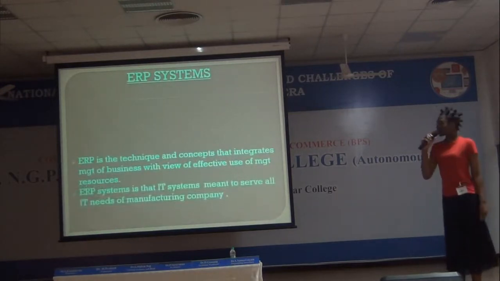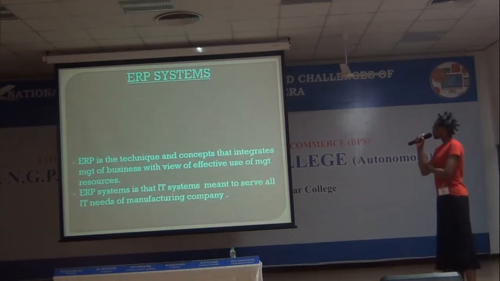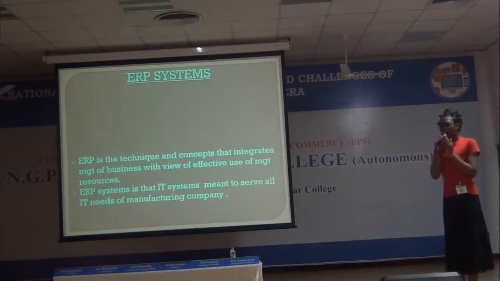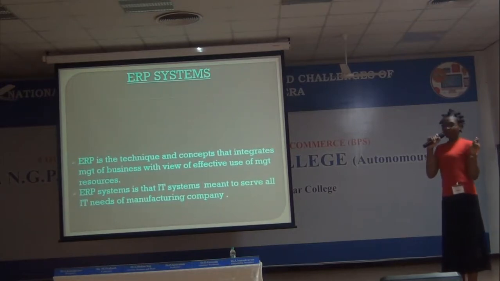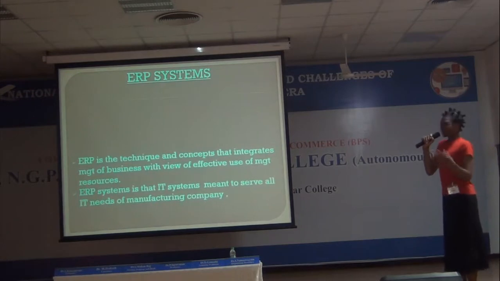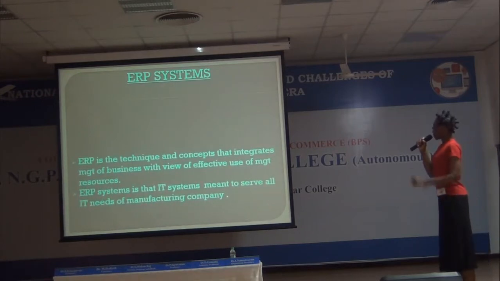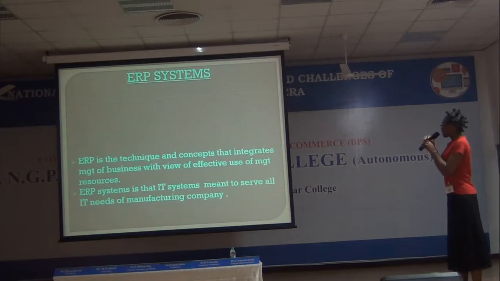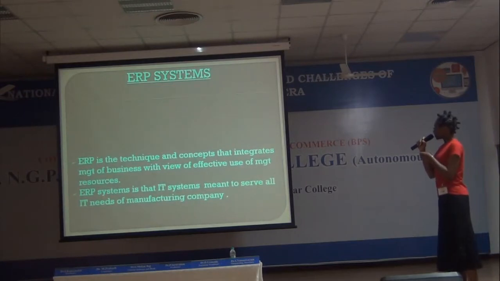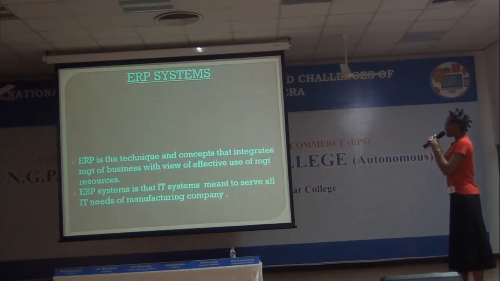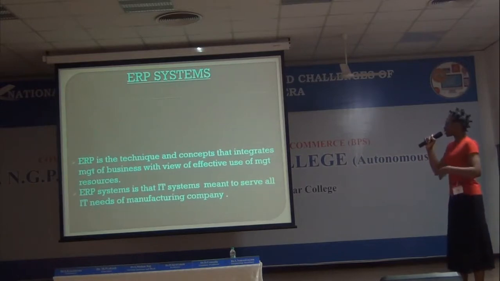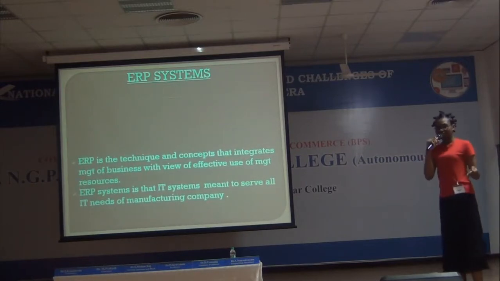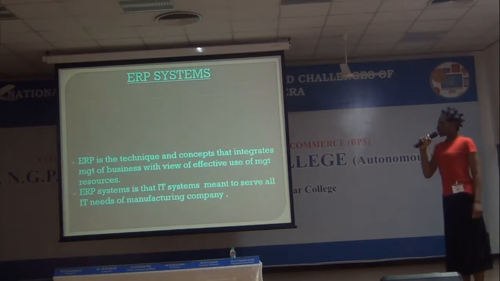ERP, a simple definition, is a technique and concept that integrates management of business with the overview of effective utilization of the enterprise resources. An enterprise resource planning system is an information technology system. It's meant to serve the information technology needs of manufacturing companies. Next.